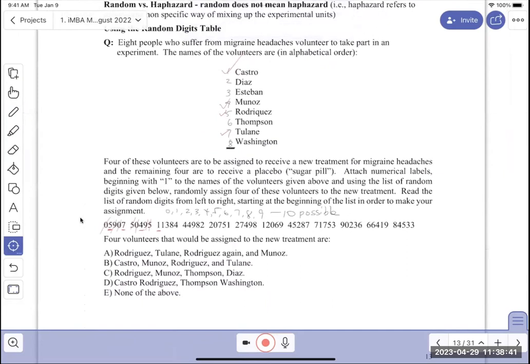It's dramatic opposite. All right, so then that will be Castro Munoz. So then B is the answer here. Any questions? That's easy, straightforward.